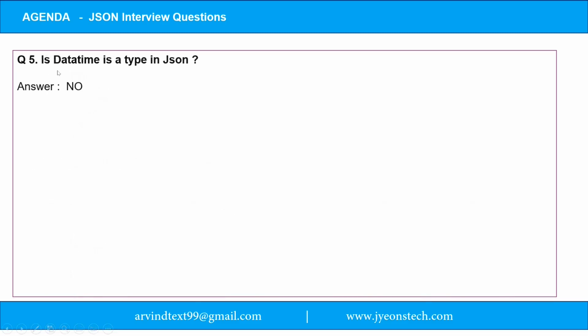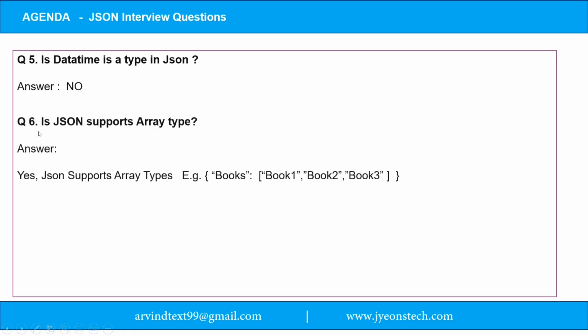So let's come to the next question. Is datetime a type in JSON? You can say no. So the next question is, does JSON support the array type? You can answer yes, JSON supports the array type. For example, I have created a books array. In this format you can define the array part.